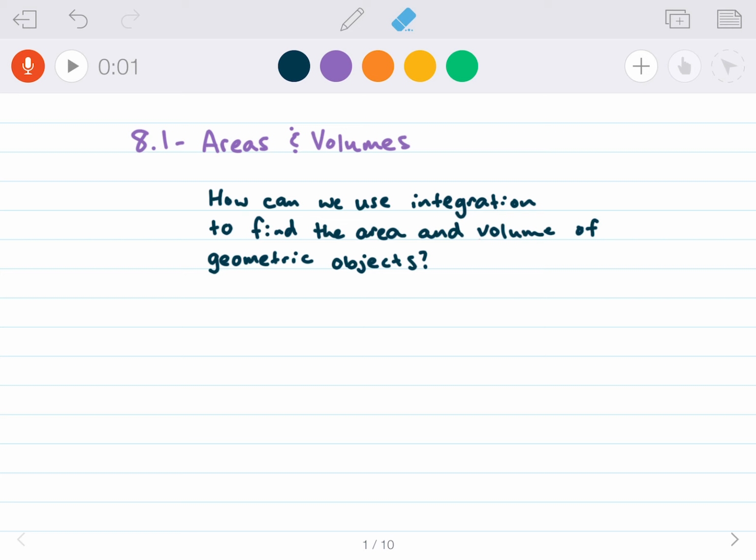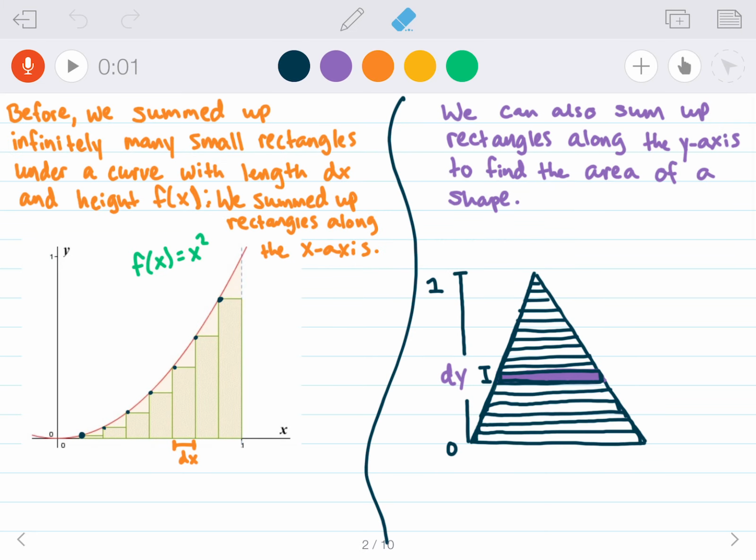Hey guys, this week we are going to talk about 8.1 in the textbook, areas and volumes. So we're going to talk about how we can use integration to find the areas of shapes as well as the volume of solids. Before we dive into this, let's just recap what we talked about when we learned integration in Calc 1.